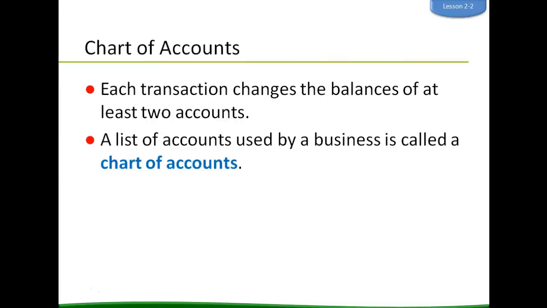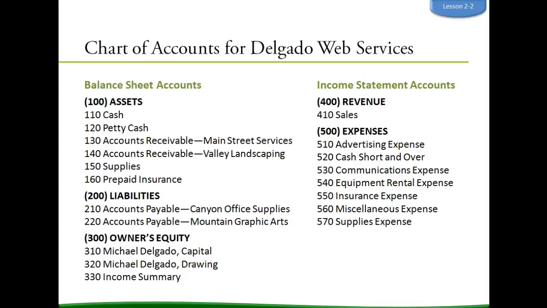Okay? So first of all, one thing that you want to know is that every single business has a list of accounts that they use to post transactions to. This is called their chart of accounts, and every transaction changes the balances of at least 2 accounts. Going forward, you will see that some transactions will change the balance of more than 2 accounts, but you are looking at a change in balance of at least 2 accounts whenever you're analyzing your transactions. Okay. Here's an example of a chart of accounts.